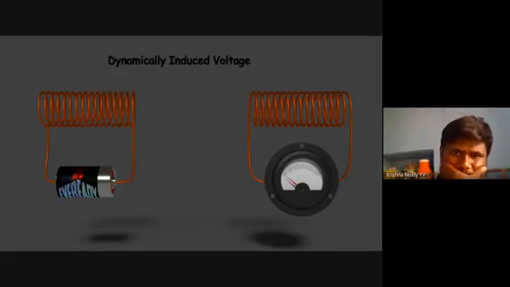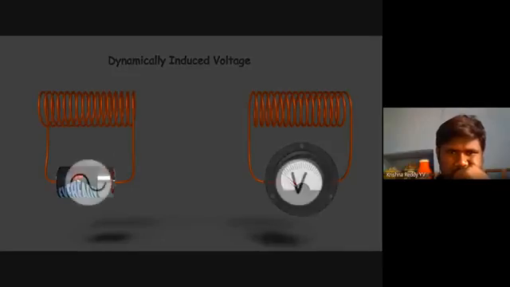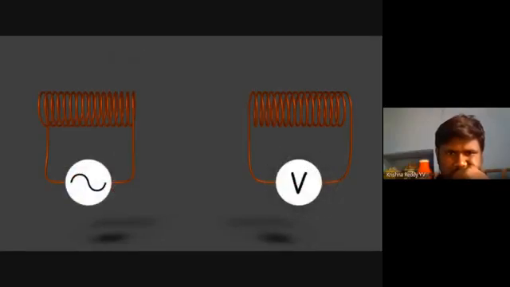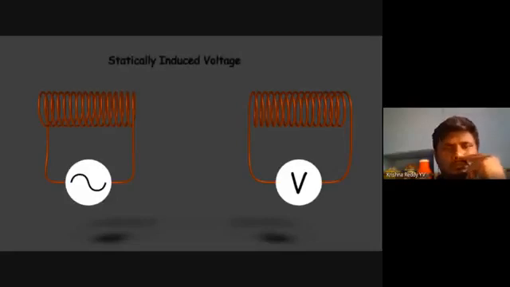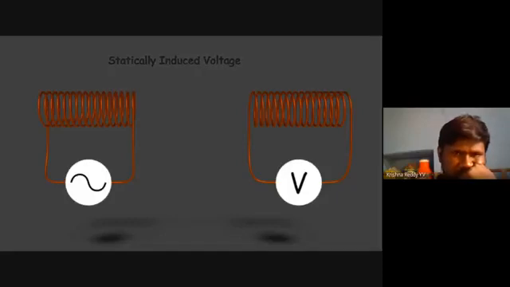We can create the same condition without any movement of either of the coils. In that case, we have to apply an alternating voltage across the first coil. This produces a changing flux. This changing flux will link the second coil, and there will be an induced voltage across the second coil. In that case, both conductor and magnetic field are physically stationary. The induced voltage in this case is called statically induced voltage. In all events, when there is a changing flux linkage, a voltage is induced.